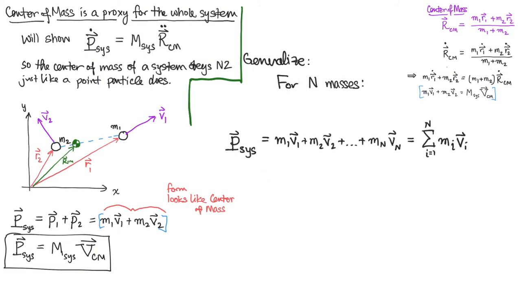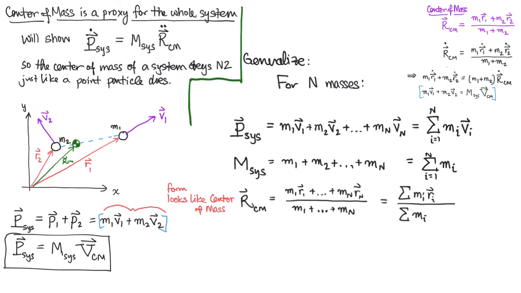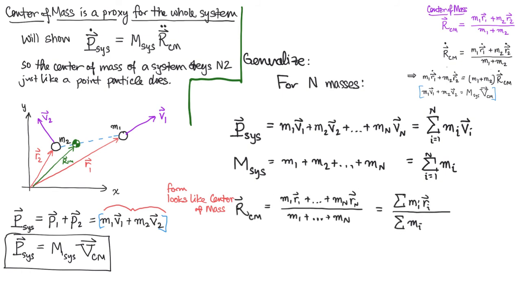In that case, our system momentum will be the sum of the momenta of each particle from 1, 2, 3, all the way up to n, which we can write as a summation. The system mass will be the sum of all of the individual masses of all the particles, which we can also write as a sum. And then the position of the center of mass will also be extended to be a sum from 1 to n. So the numerator will be a sum. The denominator, notice, is m_system, the total mass of the system.